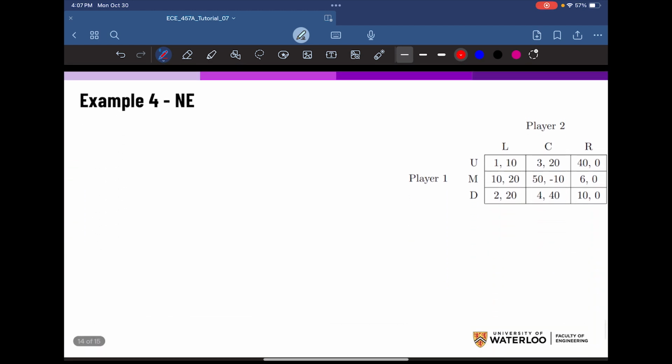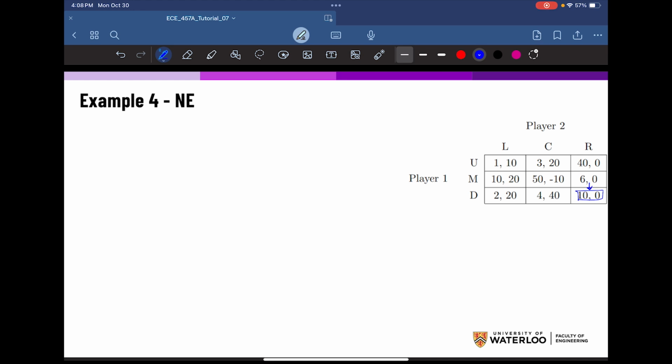Last example, last strategy, Nash. So with Nash, let's see. Let's start from this one. Can we move upward, like changing the decision from D to M? No, we can't, but we can move downward actually from M to D.